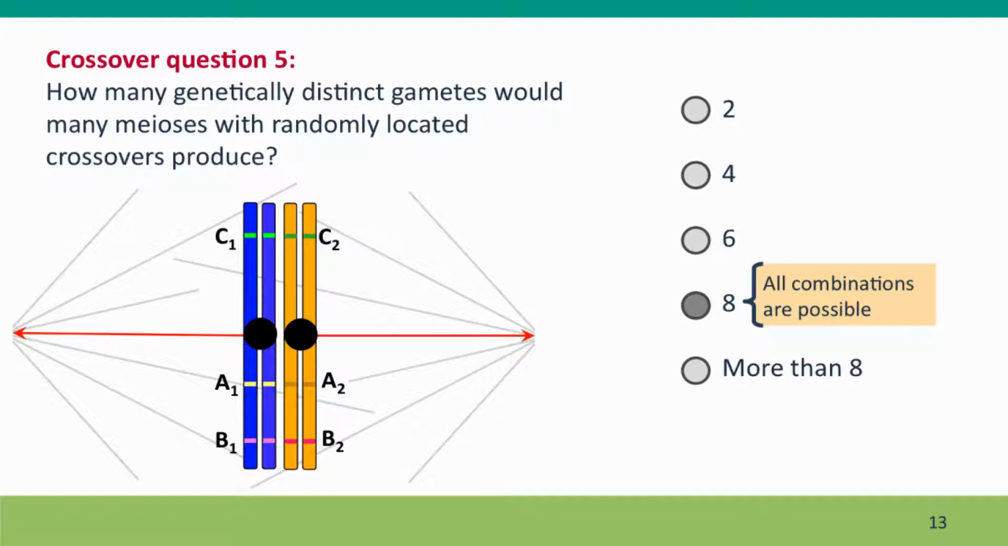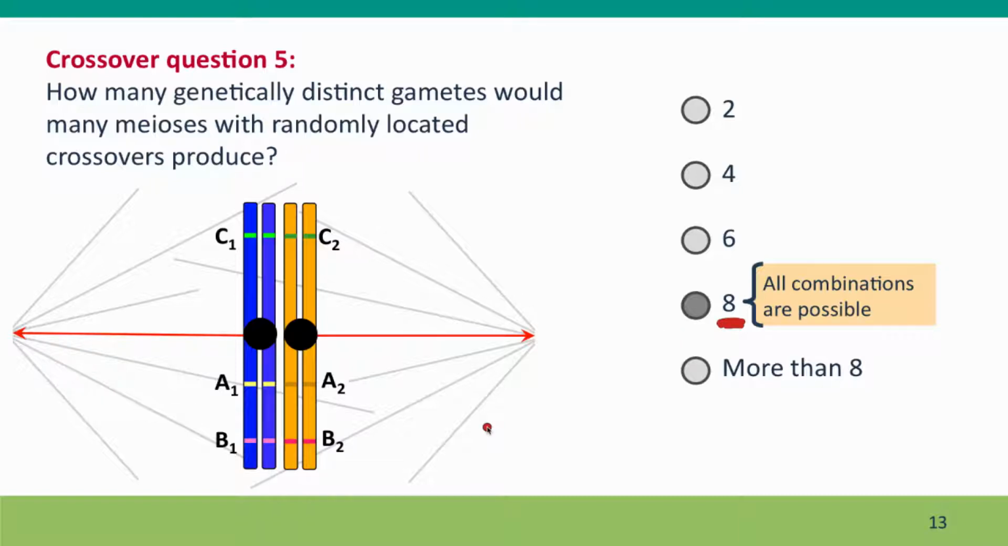And the answer is 8. In fact, we would get all of the possible genotypes. There are 8 possible genotypes when we have 3 loci, each with 2 alleles. And we will see all of those combinations if we have many crossovers in many different meioses at random locations.